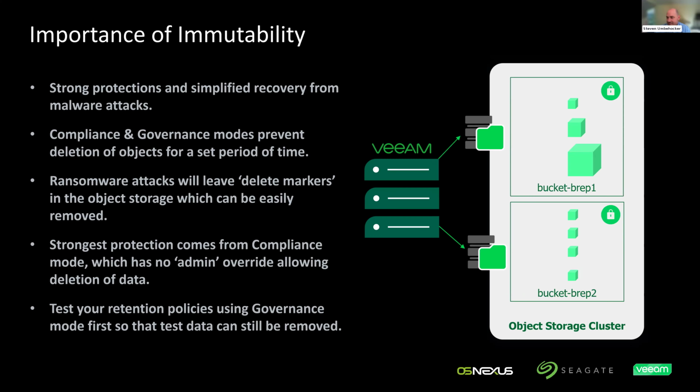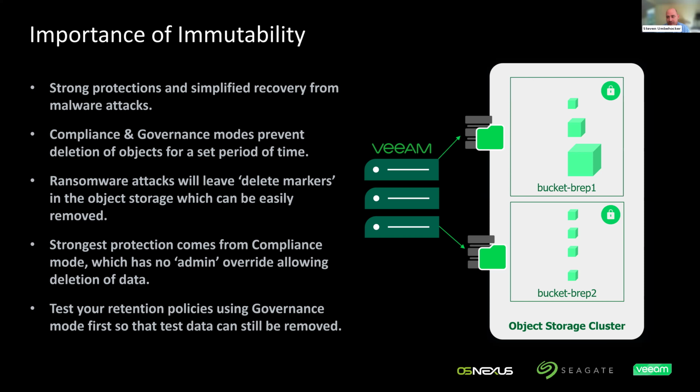And that leads us right into the importance of immutability, unwinding the encryption and preventing the encryption from taking place at all. This slide goes into one of the core features of object storage and of the OSNexus Seagate platform. When you're creating the buckets for Veeam, you want to turn on what's called immutability.